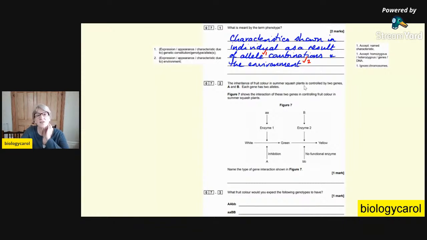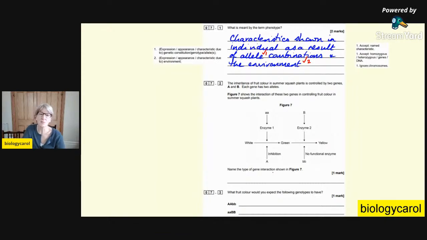Okay. Inheritance of fruit color in summer squash plants is controlled by 2 genes, A and B. Each gene has 2 alleles. So we're just doing dominant recessive here. The diagram shows the interaction of these 2 genes in controlling fruit color in summer squash plants. So the dominant allele stops white turning into green. And the dominant allele on this side causes green to turn into yellow.